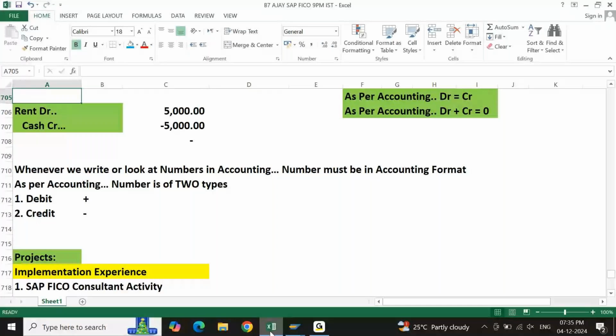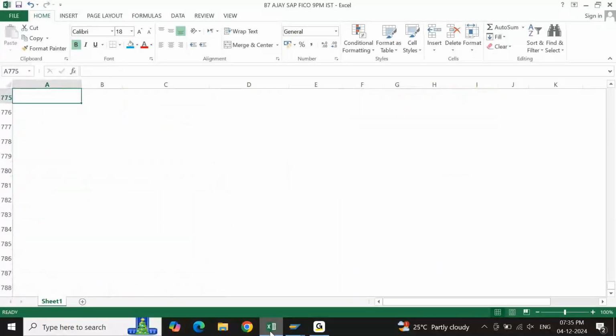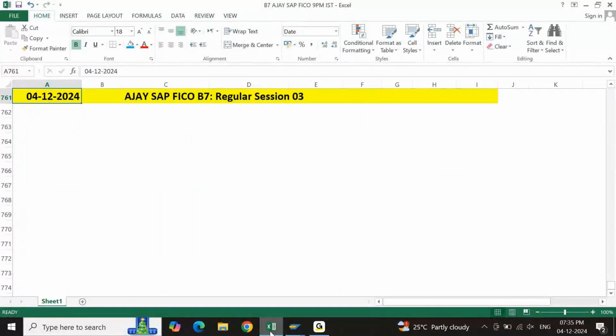Now what we will try to do is update certain points which are connected to accounting, which we are already aware of, but we will try to understand these points from an SAP point of view as well. First, we will talk about purchases. Second, we will talk about sales. I hope everybody is aware of purchases and sales, yes or no?